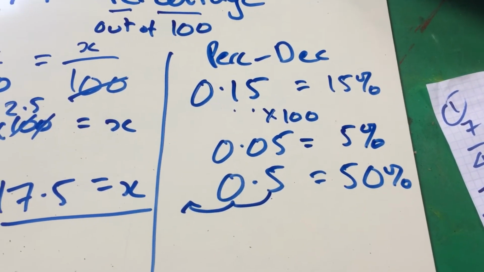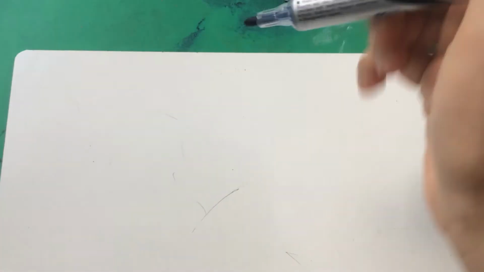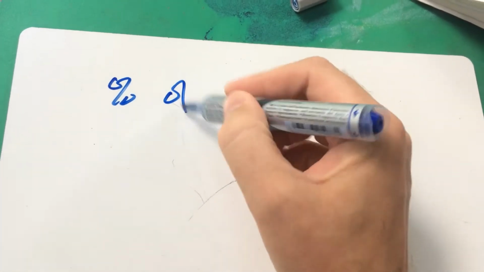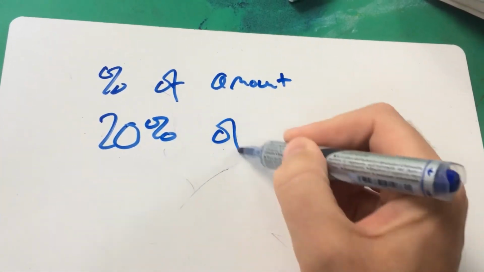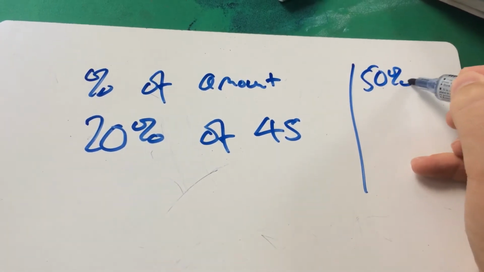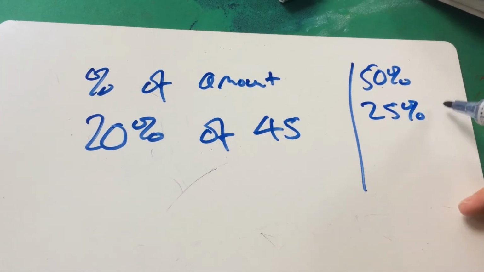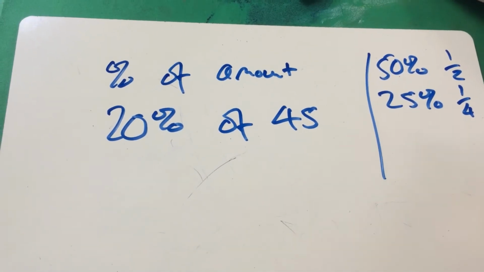Okay? So one other idea you might want to see is to find the percentage of an amount. So say I wanted 20% of a number. I'm hoping that you would know 50% is half and 25% is a quarter. So I'm not going to show examples of those. You can use fractions or decimals for that.